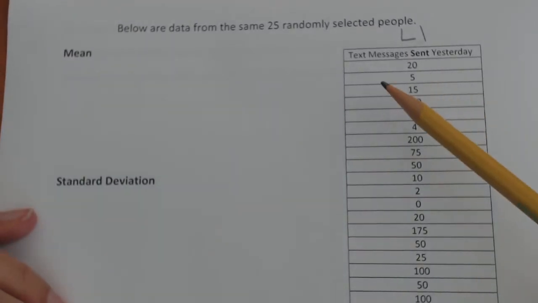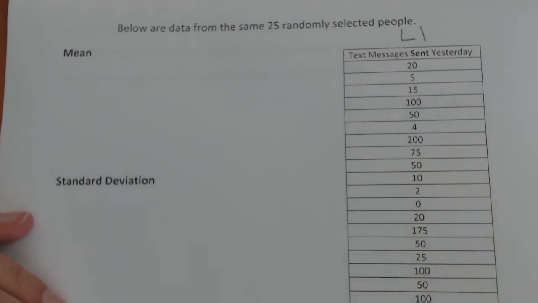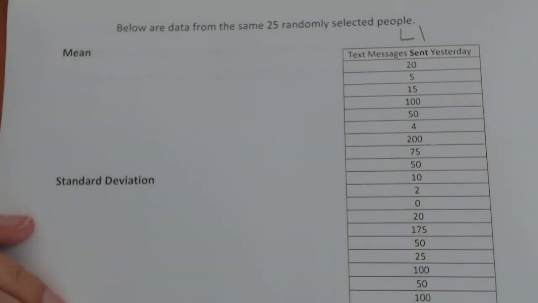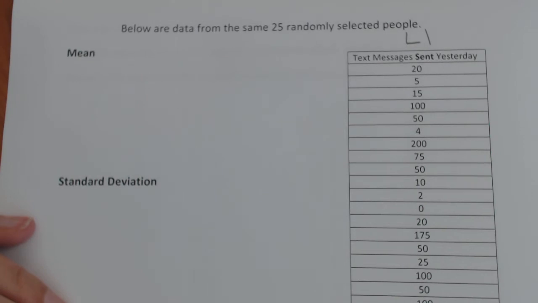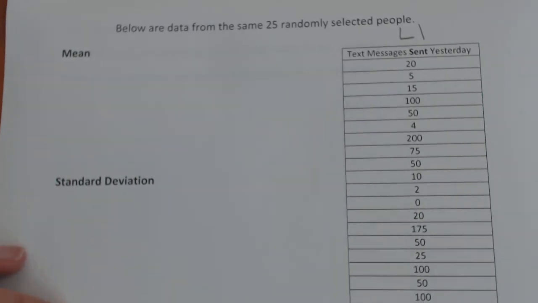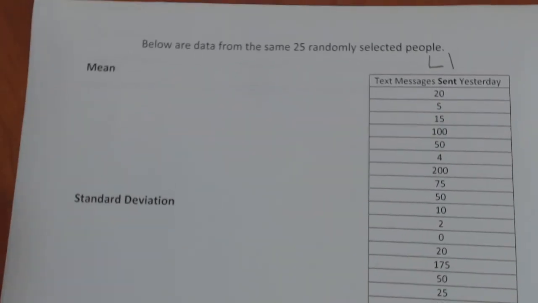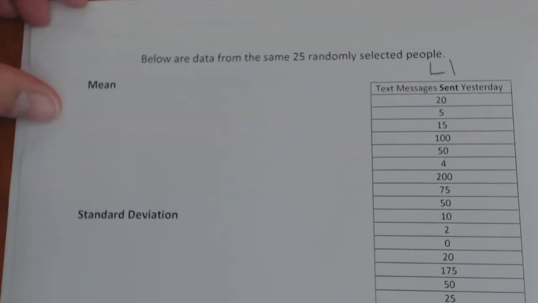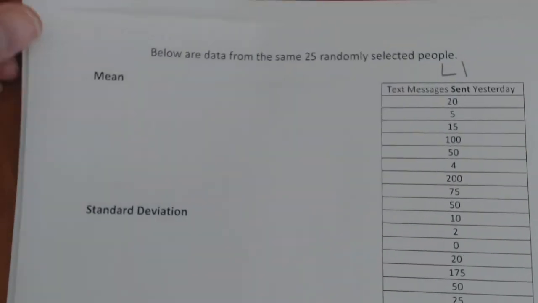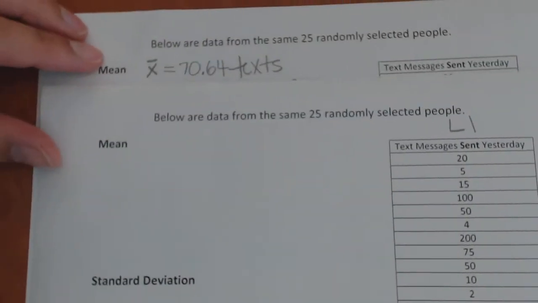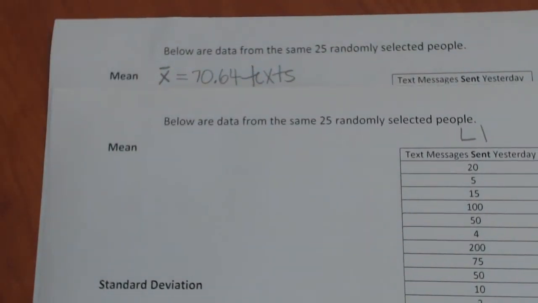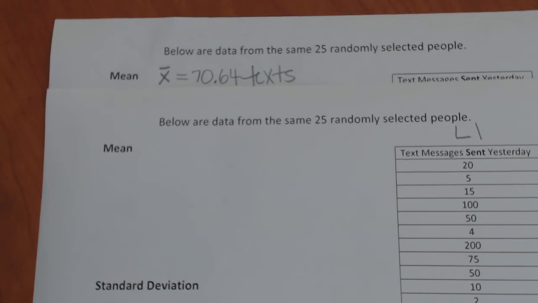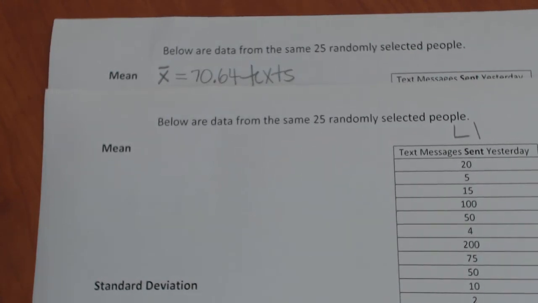I want you to input, if it's not already done, all of the data values into your L1. And when you do that, you run your one variable statistics, and you're going to find certain symbols. The first symbol is going to be that x bar, and that's the first number that you actually see. And that's the mean. So 70.64 texts.